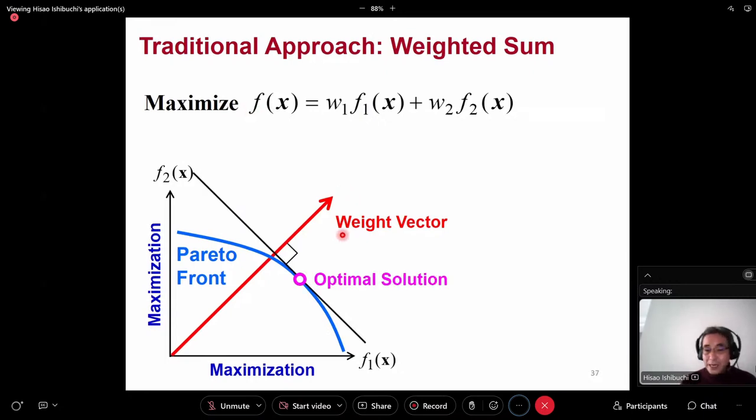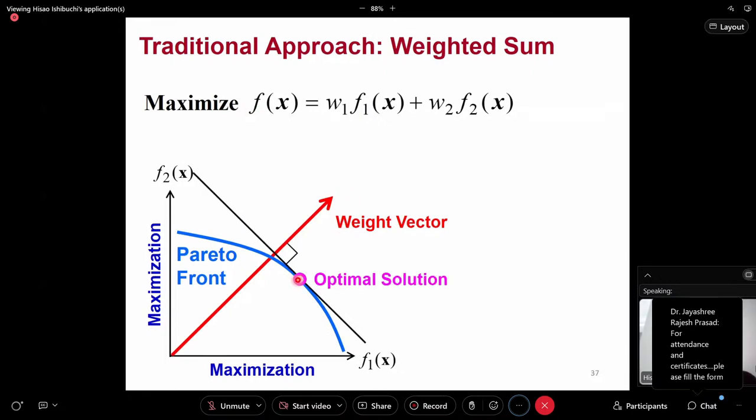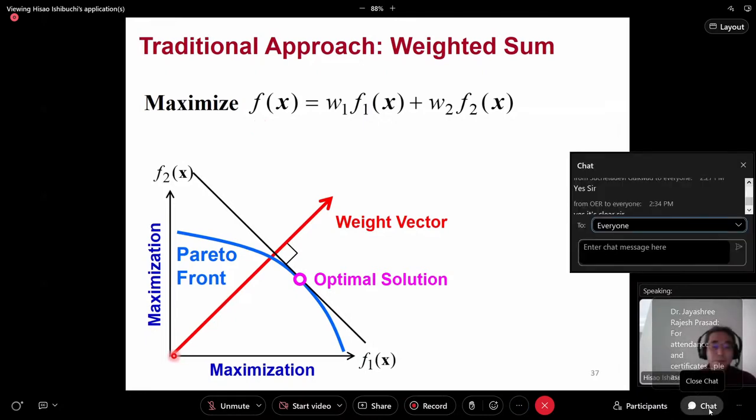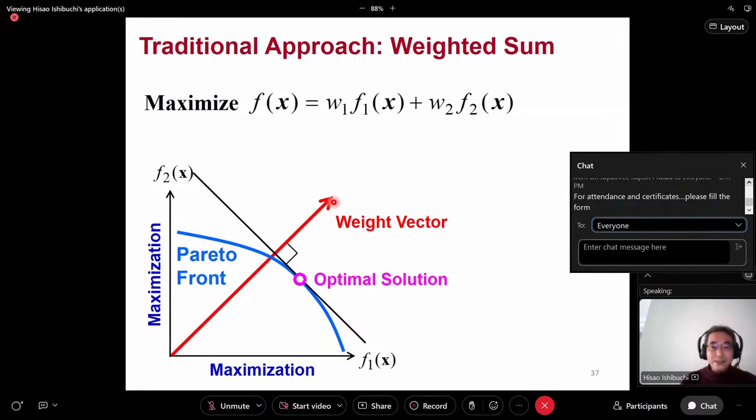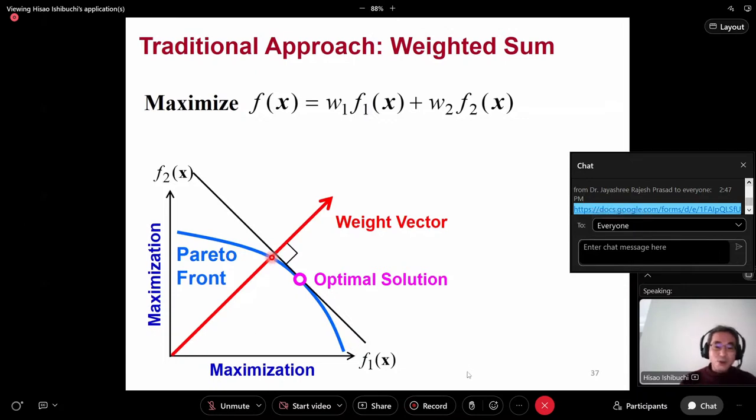So the optimal solution is here. Maximization along this weight vector gives this solution. Some researchers misunderstand that, based on weighted sum, we have this solution, the intersecting point between the weight vector and the Pareto front, but the reality is that the solution is here.